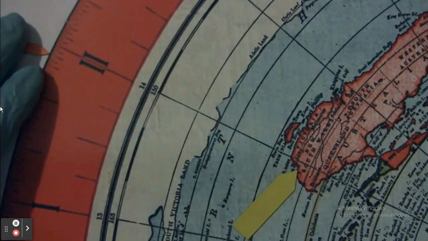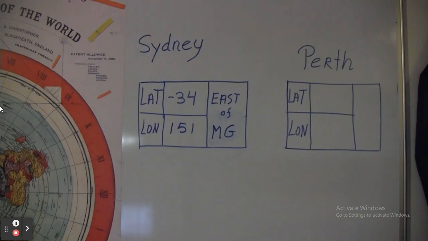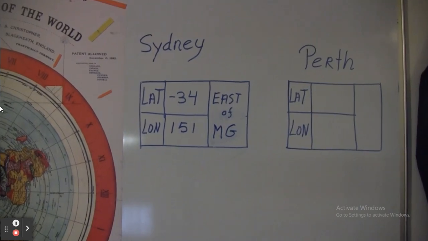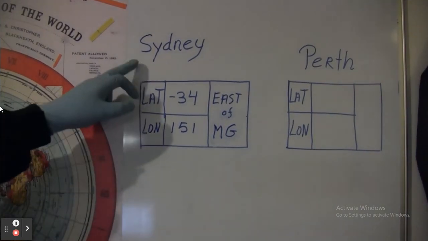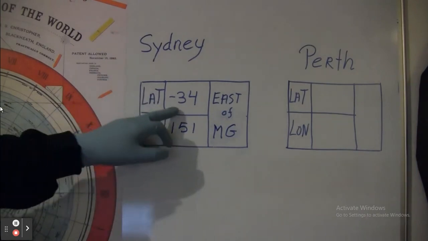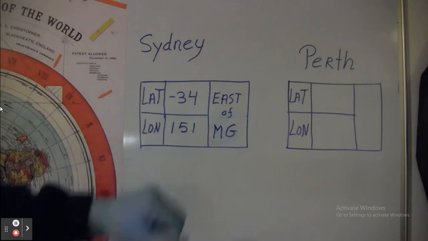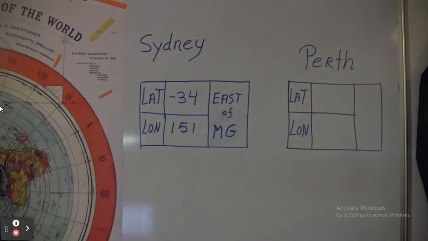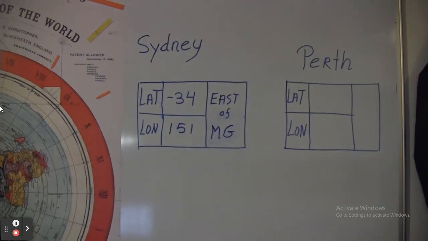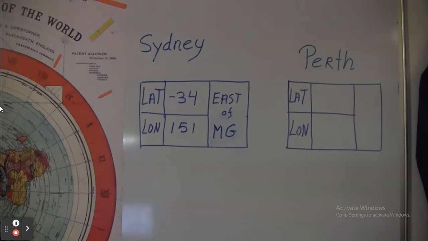So I'll place a marker. So now we have the coordinates for our first location, Sydney. The latitude is -34, longitude 151 east of Greenwich. So now we have to find the coordinates for our second location.